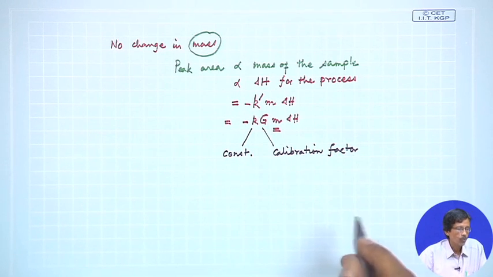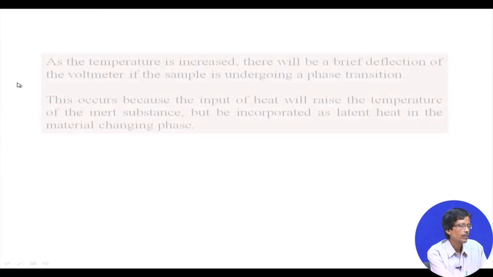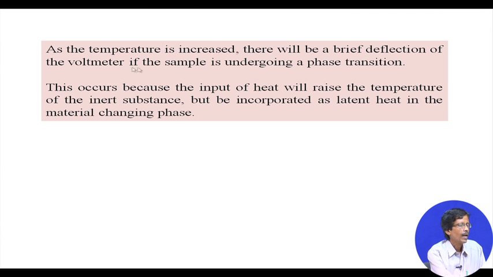What we can use for this particular study. What we see is that, as we try to increase the temperature, there is a brief deflection of the voltmeter if the sample is undergoing a phase transition. As I mentioned just now, that phase transition is an exothermic process. That exothermic process can be recorded very nicely by the thermocouple and voltmeter, and the response is recorded in the voltmeter, which can give rise to the corresponding plot.